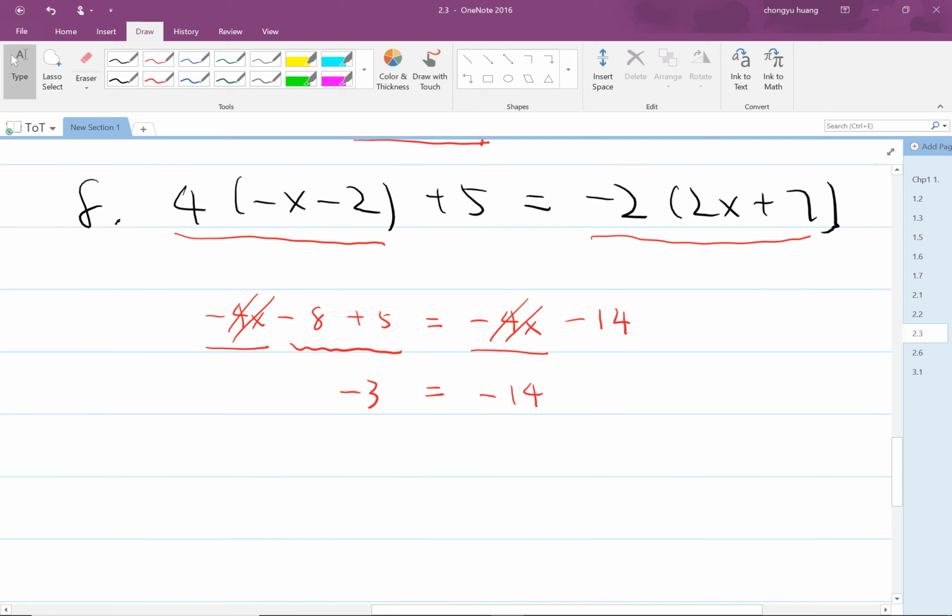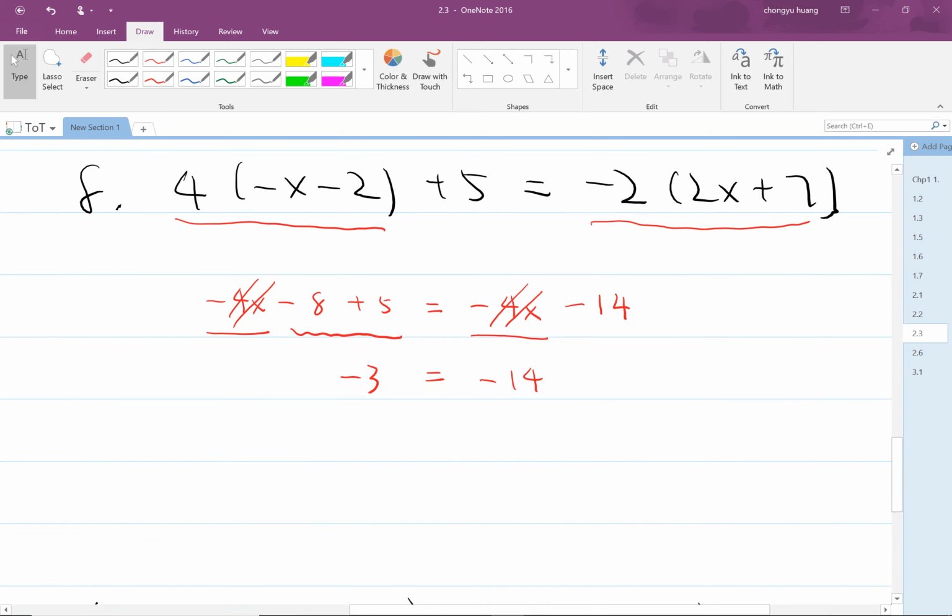Now you see there's a problem over here, because those variables get cancelled. You don't actually have a variable anymore. There's only integers left, and what is left is negative 3 equal to negative 14, which is not equal, right? Negative 3 is not equal to negative 14.